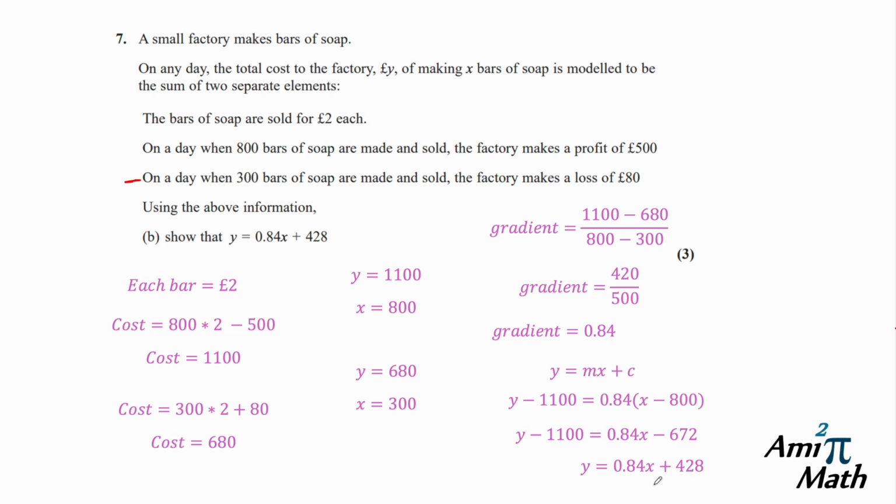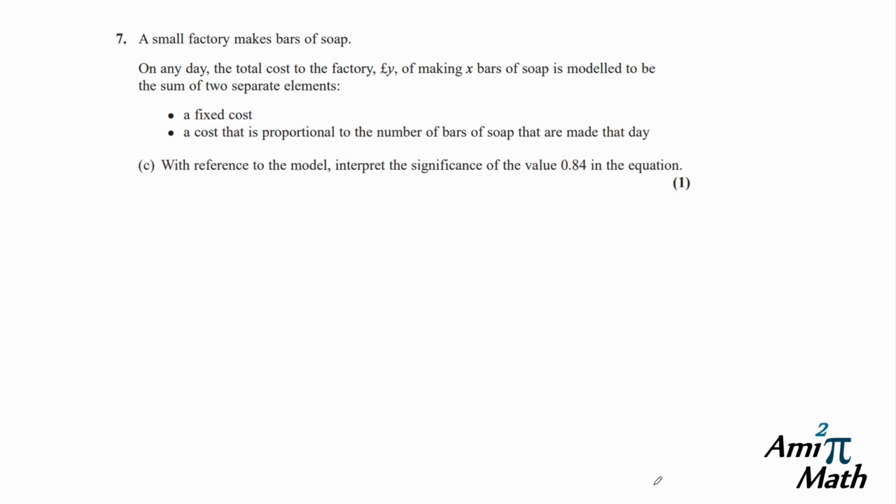With reference to the model, interpret the significance of the value of 0.84 in the equation. Okay, so 0.84 basically signifies that for every added bar of soap, the cost increases by 84p. So yeah, that's the gradient basically.